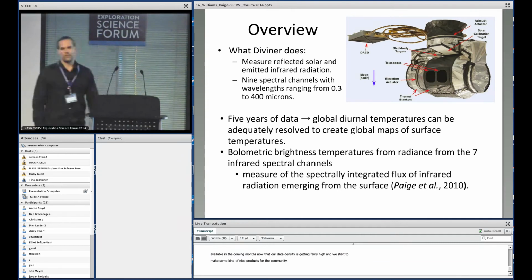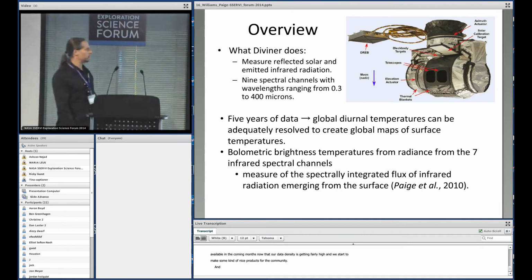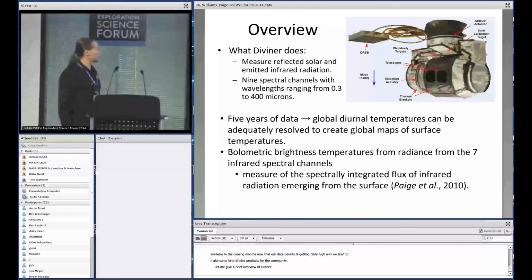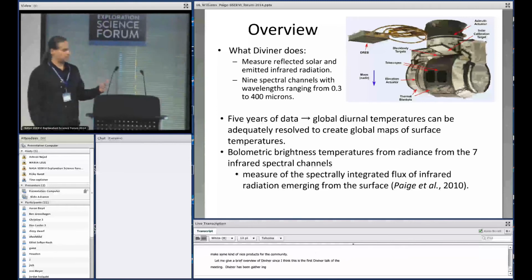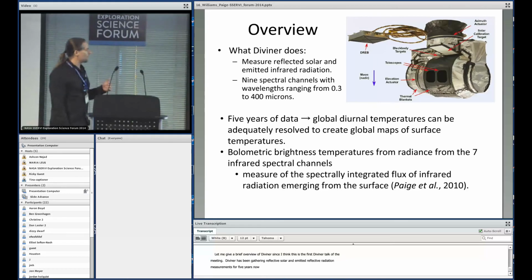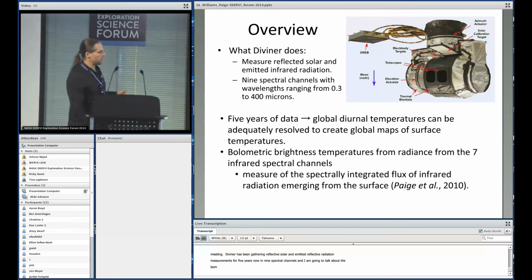Let me give a brief overview of Diviner, since I think this is the first Diviner talk of the meeting. Diviner has been gathering reflected solar and emitted infrared radiation measurements for 5 years now in 9 spectral channels. And I'm going to talk about the bolometric brightness temperature, which we derive from the 7 infrared channels that span from about 8 microns to about 400 microns.